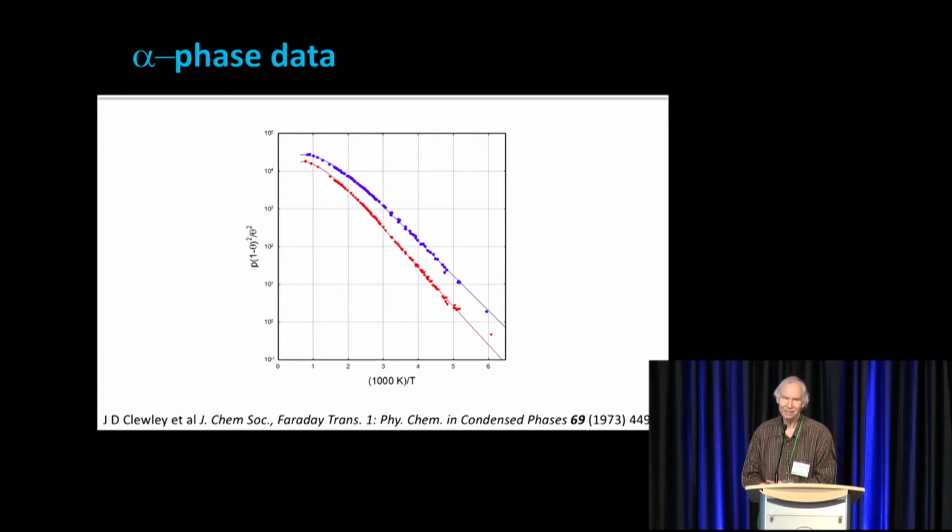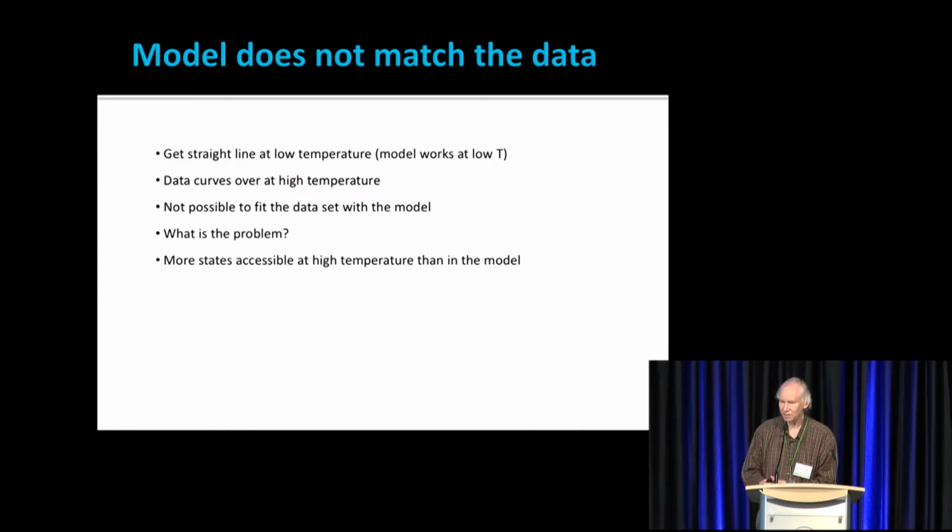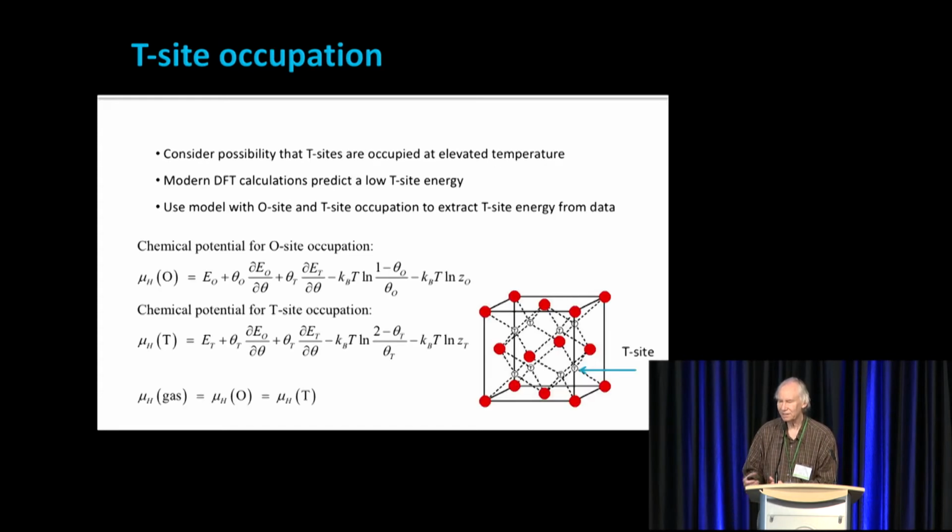And what this means is that the simple formula we got in the previous slide works pretty well at low temperature, but at high temperature, the simple model doesn't work very well. So the question is how should we think about this? Did the experimentalists make a mistake? Well, no, these experimentalists certainly didn't make any mistake. The simplest interpretation is that there's more states available at high temperature than are present in the simple model, assuming octahedral sites.